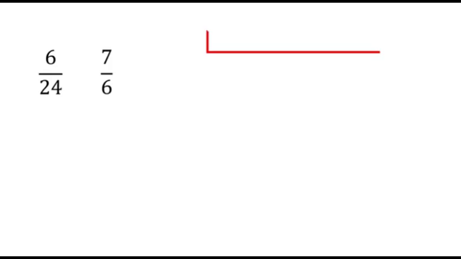Now for our second example, we have 6/24 and 7/6. So I'm going to use the continuous division method. Take all the denominators, 24 and 6, and divide them by the lowest prime number. So both are divisible by 2. 24 divided by 2 is 12. 6 divided by 2 is 3.